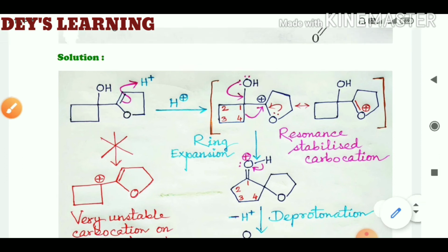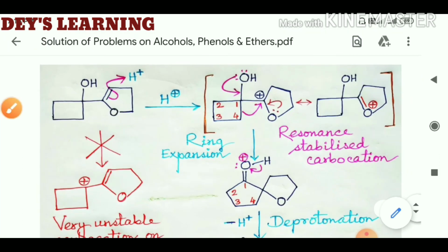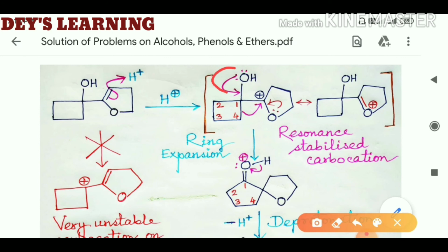And in the next step, the ring expansion occurs. Because when the oxygen atom of the adjacent OH group donates the electron pair over here, this 4-membered ring will be expanded to form the 5-membered one. Because in the 4-membered ring, the internal angle is only 90 degree, so the ring strain is very severe. So ring expansion occurs very easily. And as a result we get this 5-membered ring, and a spiro compound will be formed.